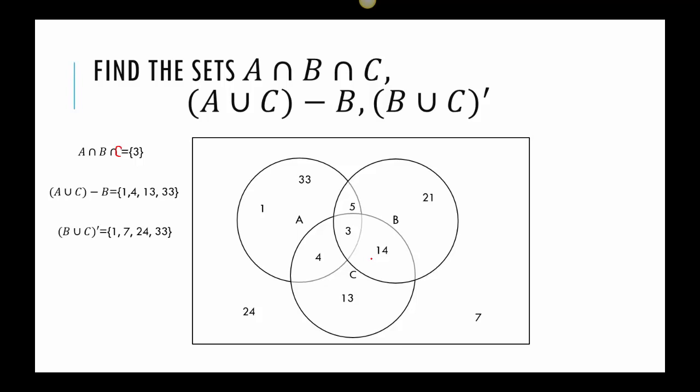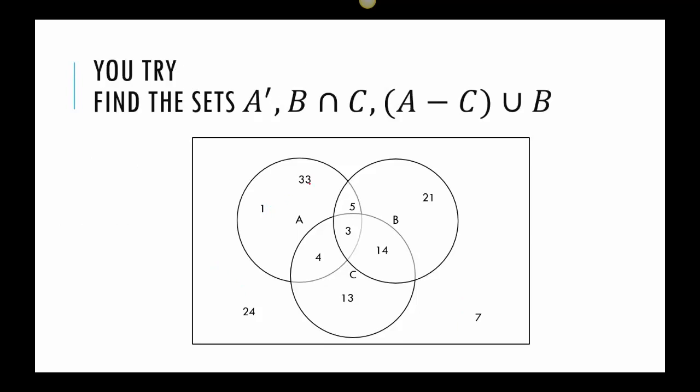And then the last one on this page, I have B union C complement. So I'm looking at B union C, which is all of B, all of C. We've talked about them before. But then I said, let's do the complement. So let's look outside of it. So outside of it, I have a 1, I have a 7, I have 24, and I have 33.